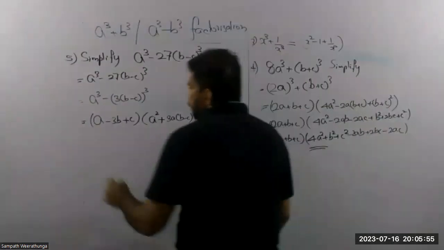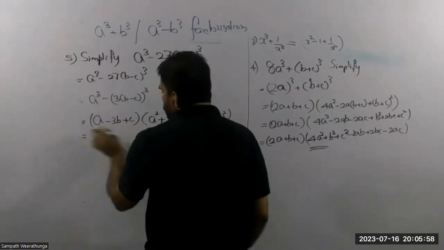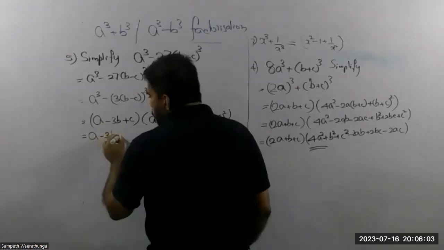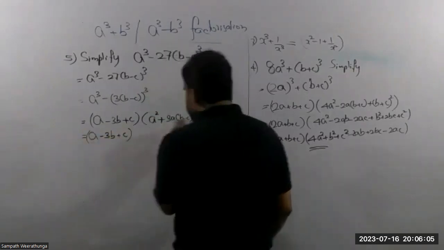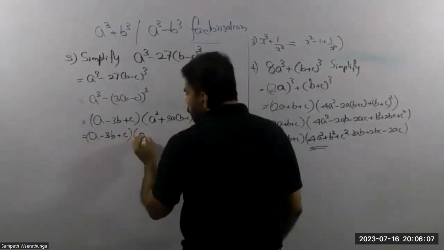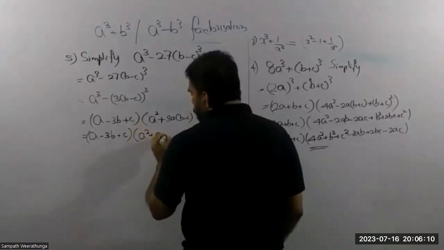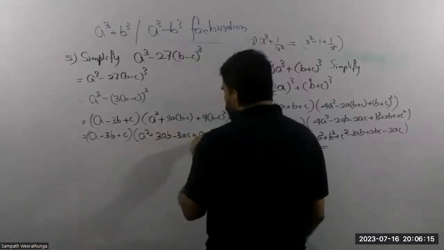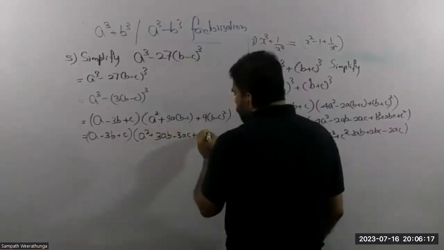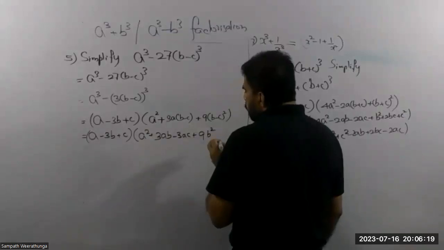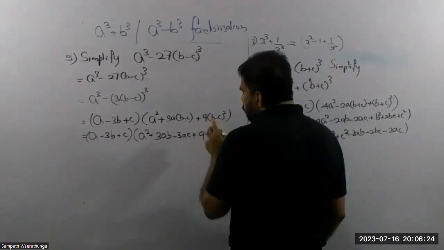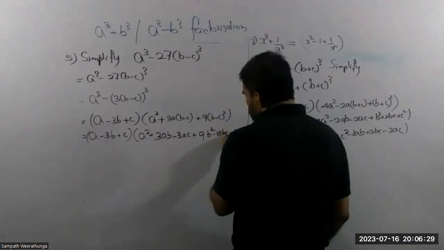Here I can further simplify this. So I'll write this as is, then I'll try to simplify this. a plus 2, 3ab minus 3ac, plus here 9. This expansion is b squared minus bc twice into 9, that is 18 bc, plus 9 c squared.